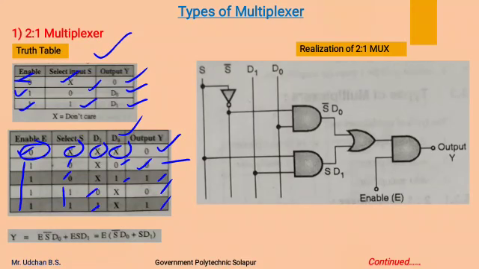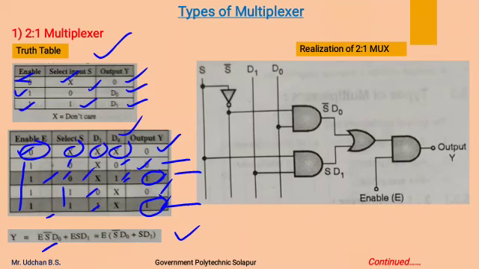From this truth table, we can write a Boolean expression. While writing the Boolean expression, consider only those outputs for which output is high. So in this case, output is high. For that, E is 1, S is 0, and as S is 0, the D0 line gets selected. Therefore, the first term written is E S bar D0. As S is 0, S is shown as S bar.